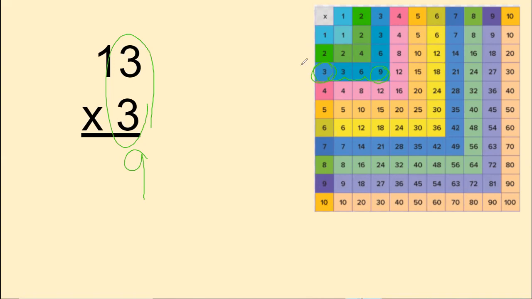My next step is I'm going to multiply the tens place value times my 3. 3 times 1. Well, I know any number times 1 equals that number. So what's 3 times 1, friends? 3. So I get my answer of 39. 13 times 3 equals 39.